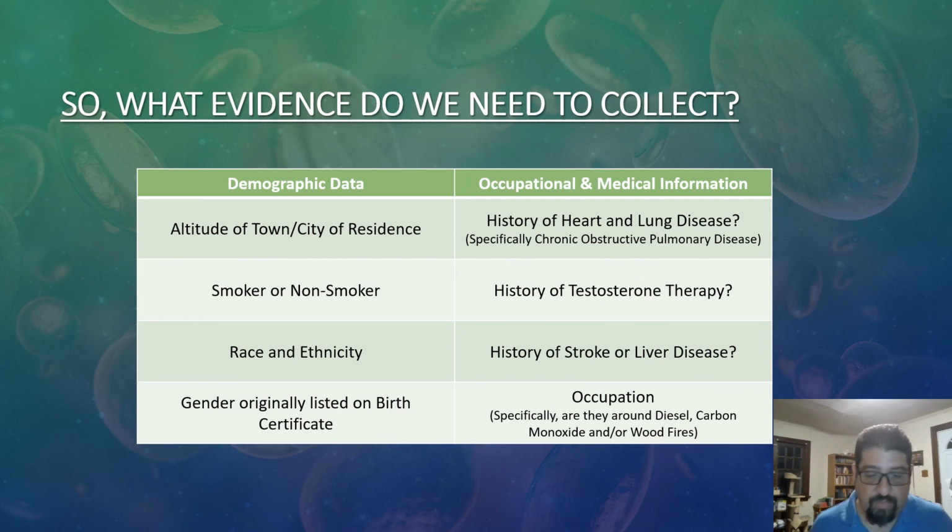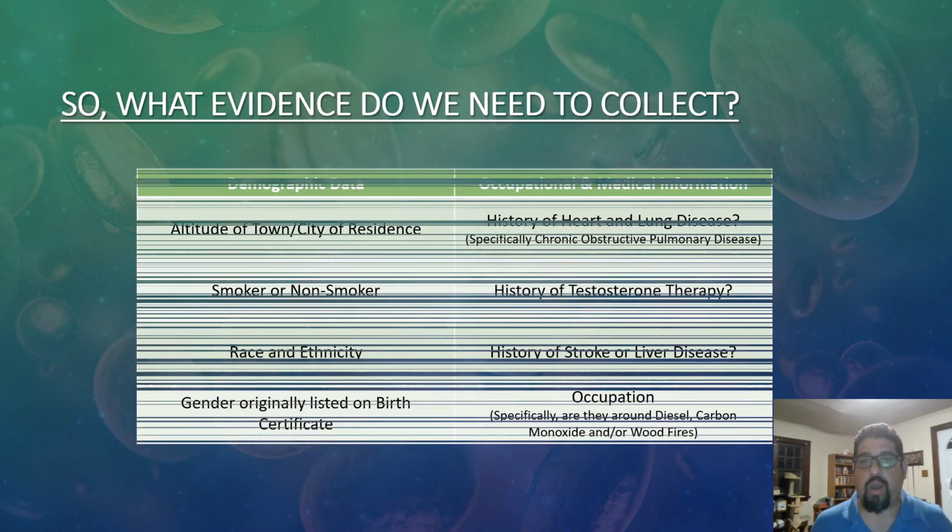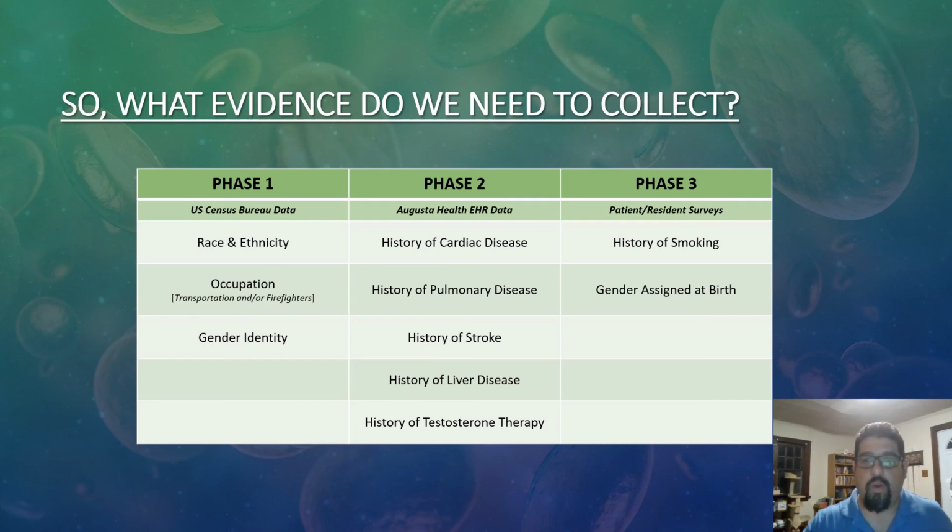And this is all stuff that we can easily find either by doing surveys or pulling the information off of online. So we're going to break this down to 3 phases, because one is data that's easily available from the Census Bureau. That is something that we can get quick and easy. Race and ethnicity, occupation, and gender.